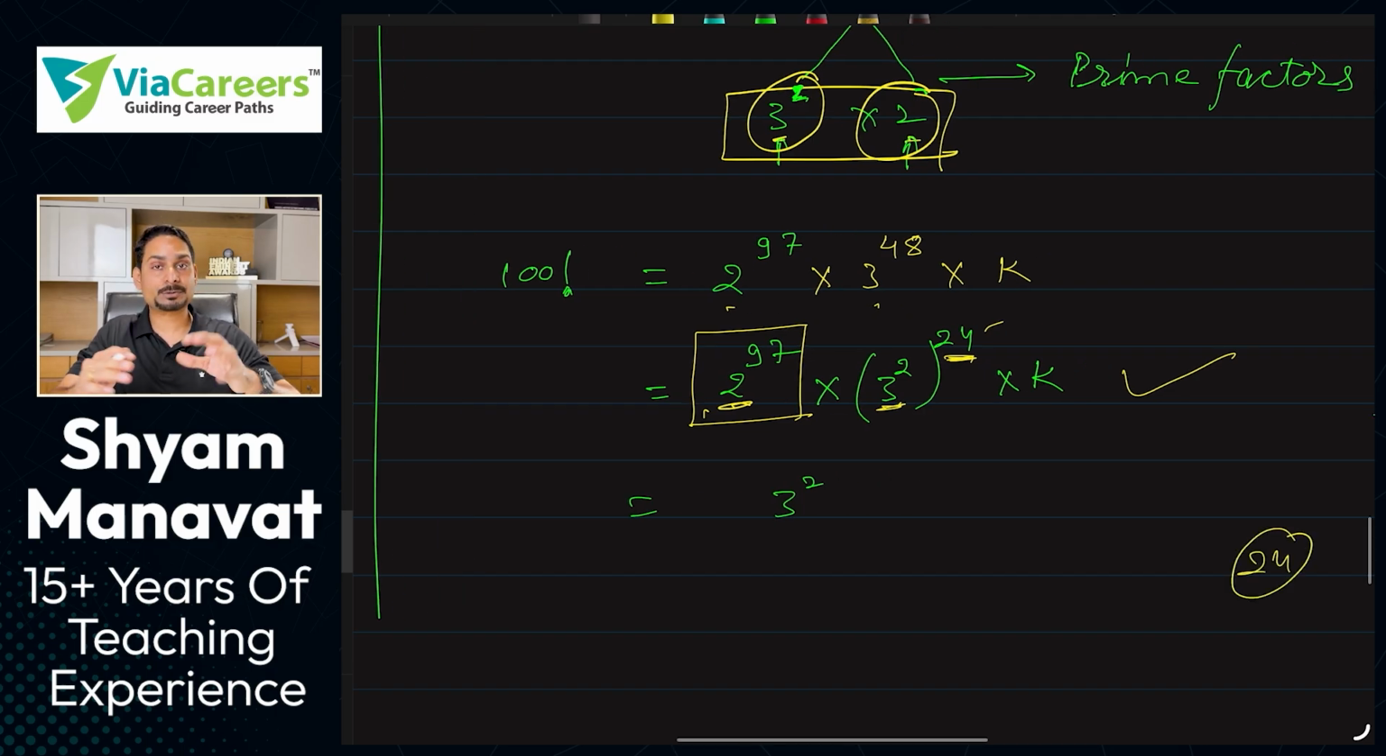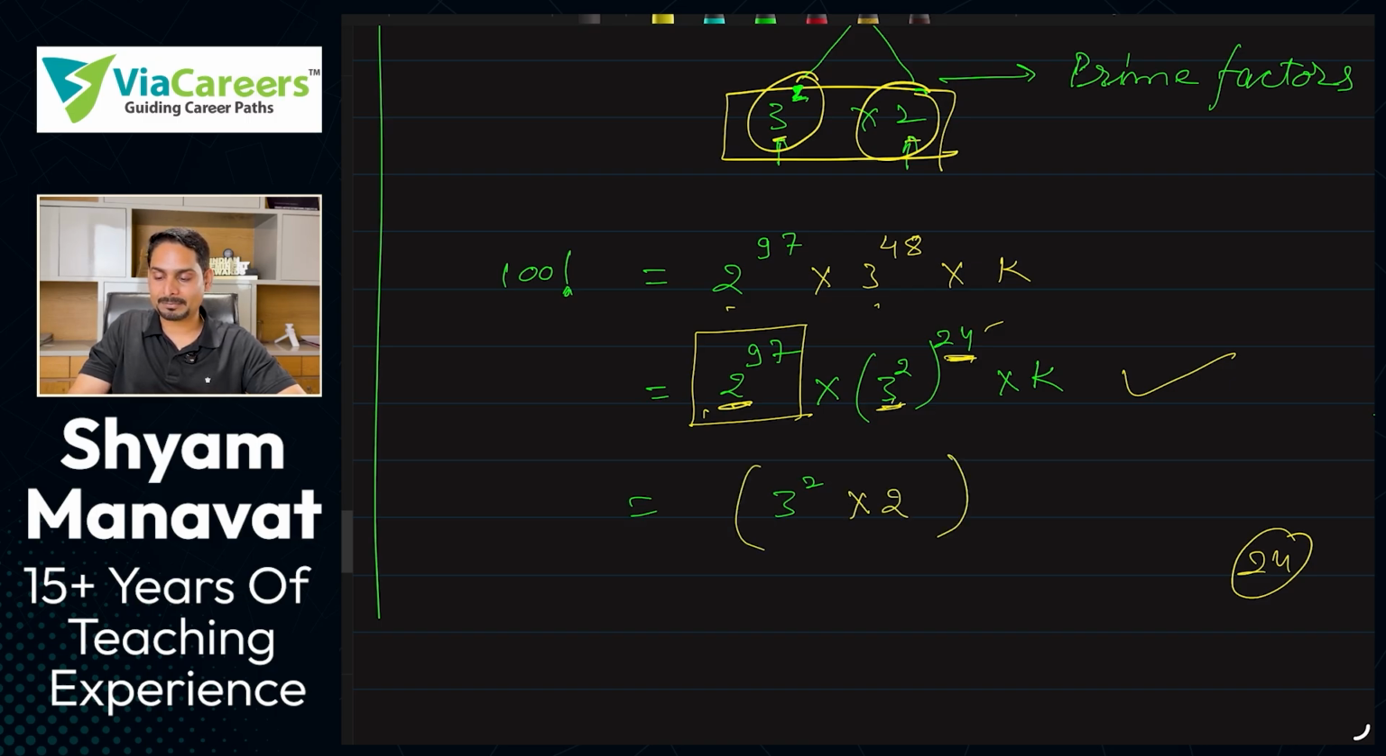24. But just to explain to you in more detail, let me write it this way. So for 3 square I have, now I also need 2. Now the maximum power of this pair I can have is 24 only, because between the two, which is the minimum? 24. You cannot take more than 24.